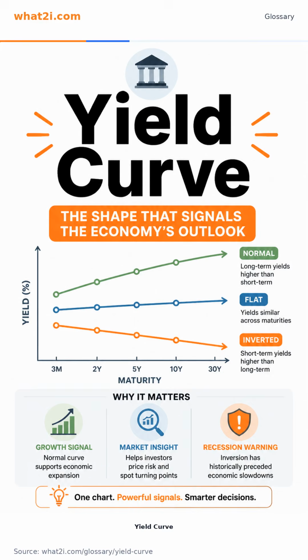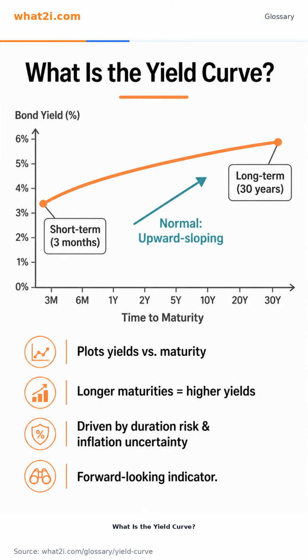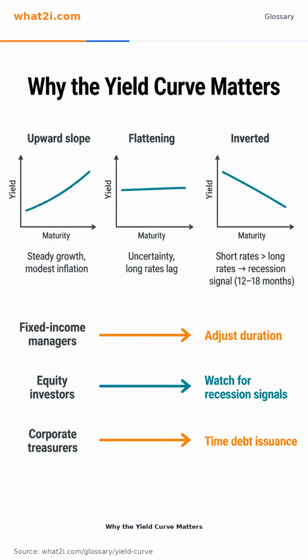Yield curve. The yield curve plots bond yields against their time to maturity, from short-term to long-term, and it's a snapshot of market expectations. Normally, it slopes upward because longer maturities carry more duration risk and inflation uncertainty. This curve is a forward-looking indicator, not just a technical chart.